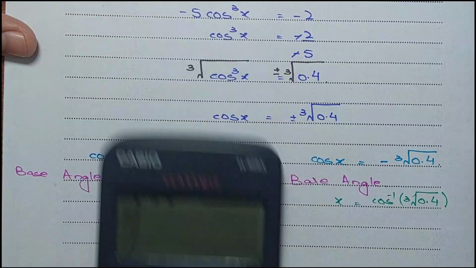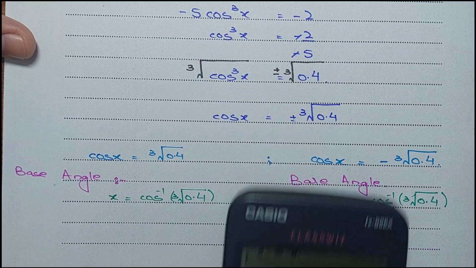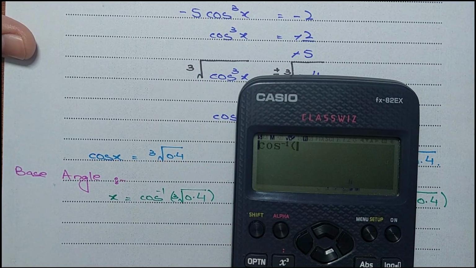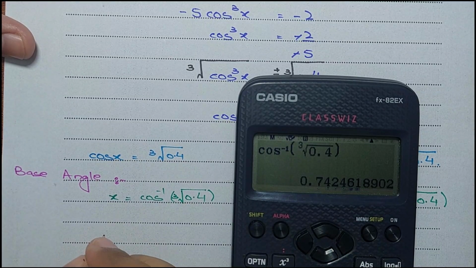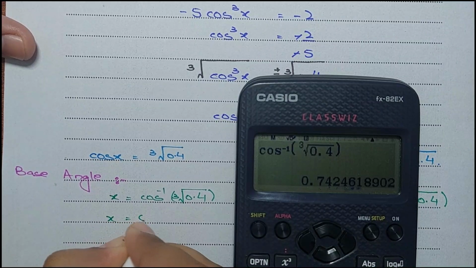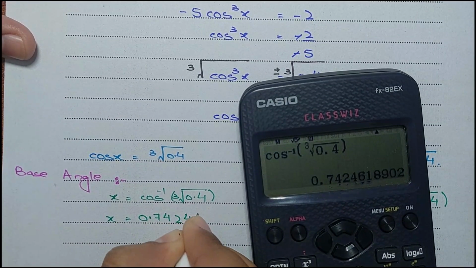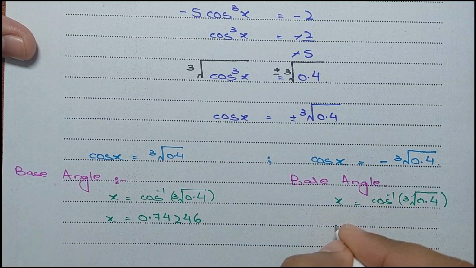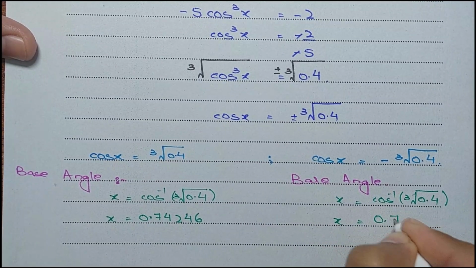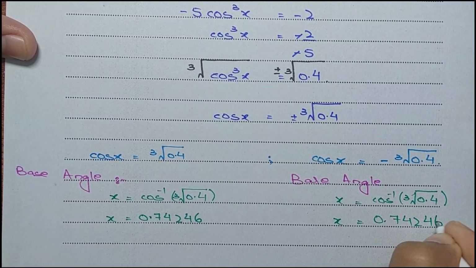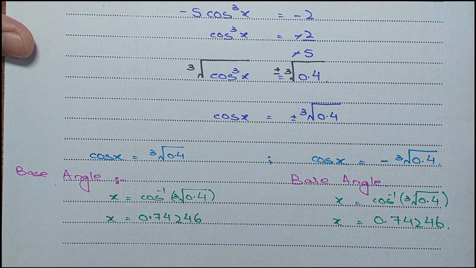Now we can easily calculate cos inverse of cube root of 0.4. X is 0.74246, and this angle is also 0.74246. This is in radians.